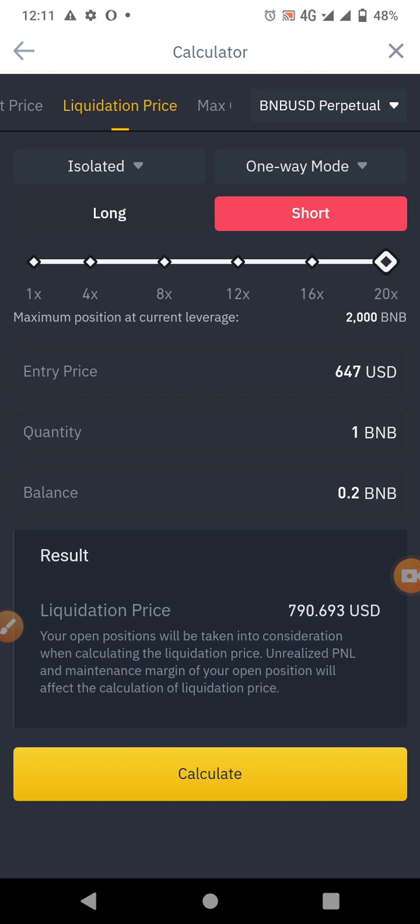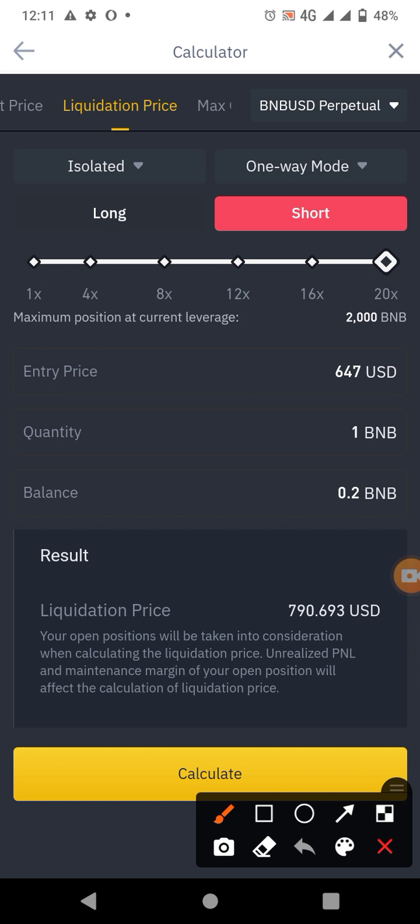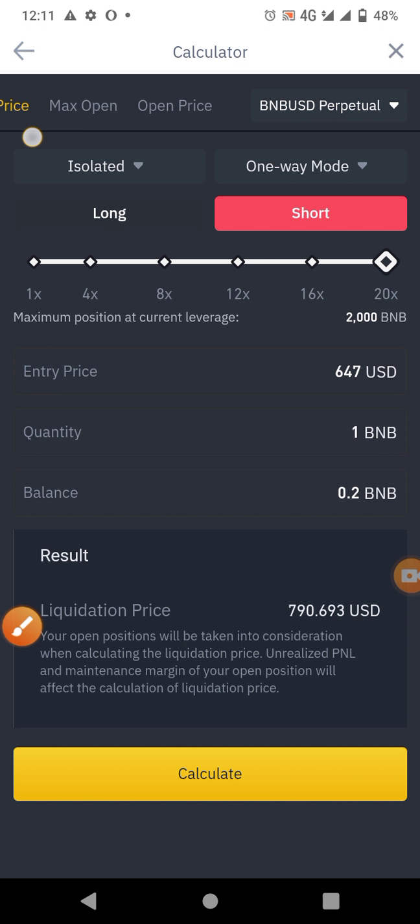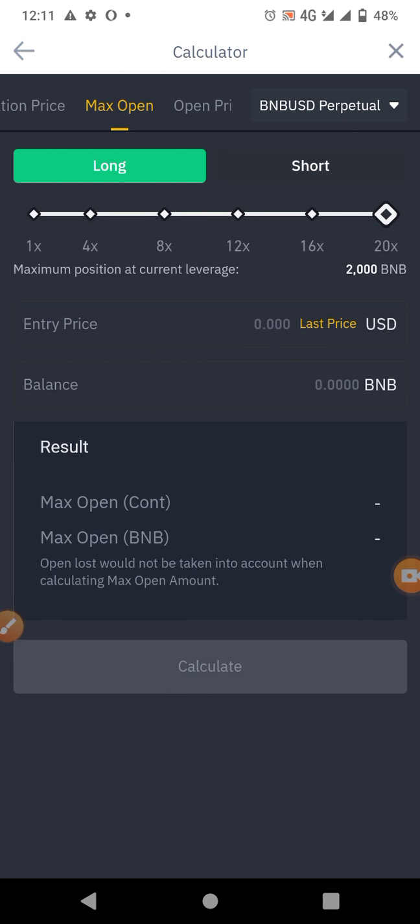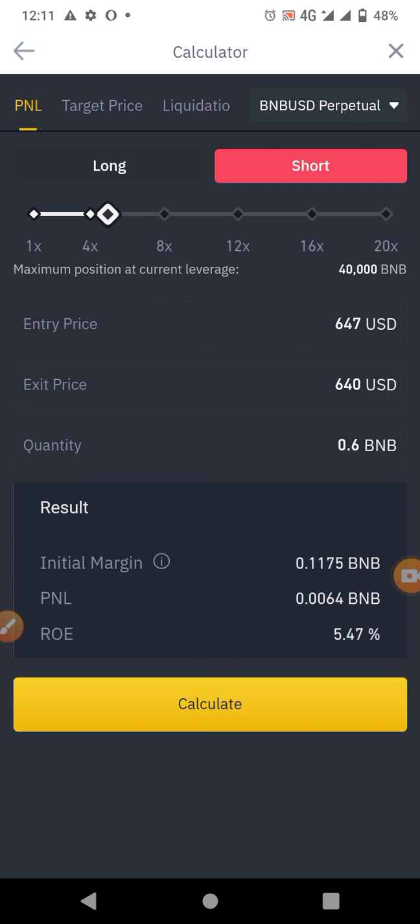So that's that about the calculation of the long and short. So I think those are the major things you need to get started. All these open prices are not really relevant to you for now. So let me just go back.